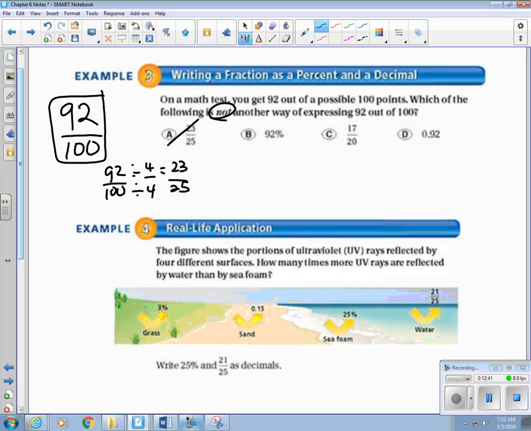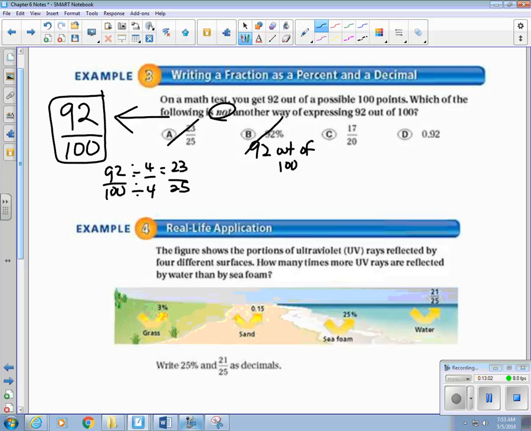B is 92%. Well, what does 92% mean? It means 92 out of 100, which is the same thing as what this fraction means, 92 out of 100. So they are equivalent. So B is not the correct answer.